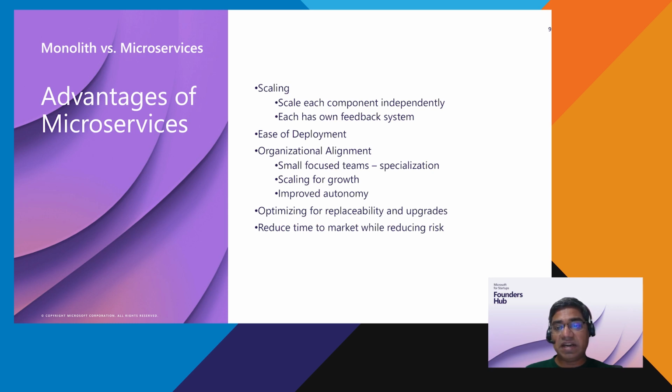And that leads to organizational alignment as well. So you have small focused teams that are scaling for growth. There's improved autonomy. And each of these small teams can specialize in that particular microservice, right? So that not only does the application scale, but also the team grows. And as I said earlier, because the entire monolith is divided into different parts, you are optimizing for replaceability and upgrades, right? And while you're doing all of this, your pace of delivering software becomes faster. So you're reducing time to market all the time while reducing risk as well, which is in some sense the holy grail.